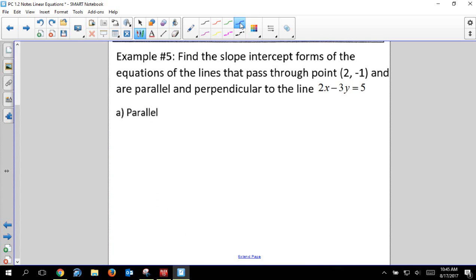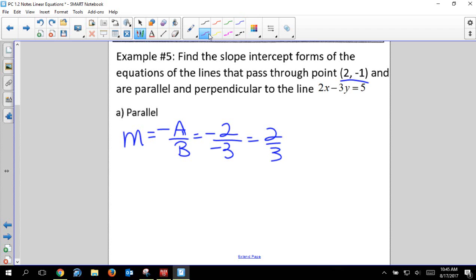The very first thing we need is the slope, because we already have a point. We know this is going to be parallel, so it's going to have the same slope as this line. So we need to find this slope. What form is that one in? Standard. I don't want to change the forms. I want to know how to find it in standard form, which I wrote on the other page. What's the formula? Negative a over b. So from that equation, we do negative, a is 2, and b is -3. So my slope is 2/3.